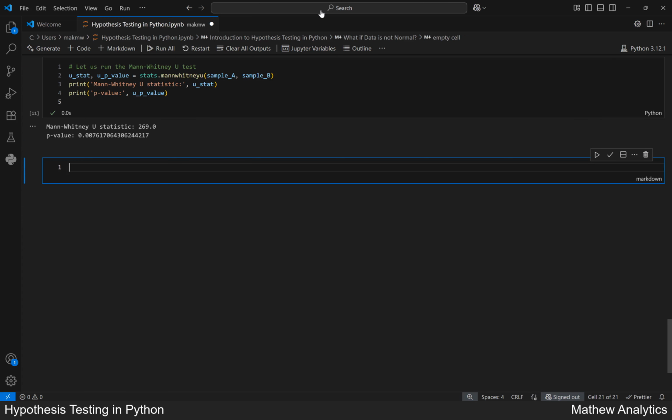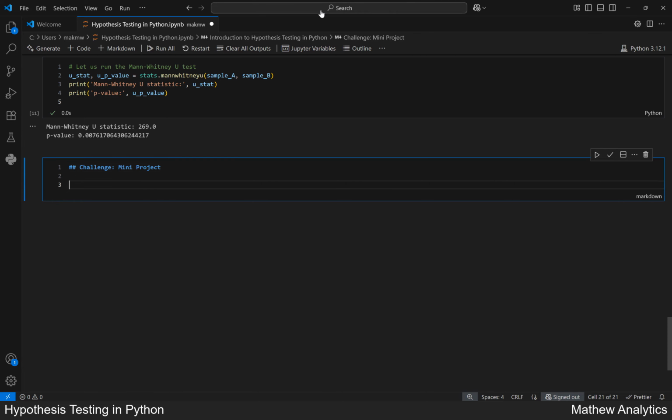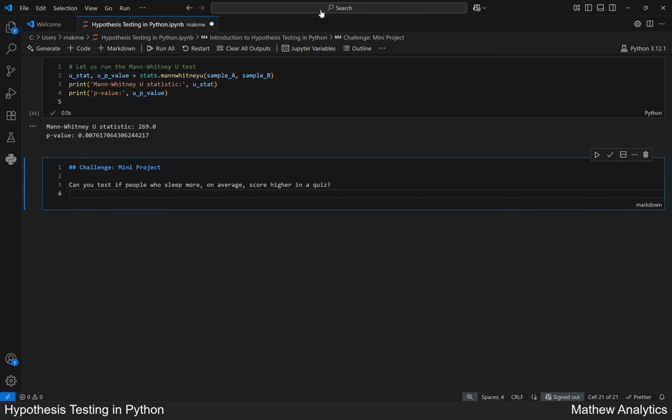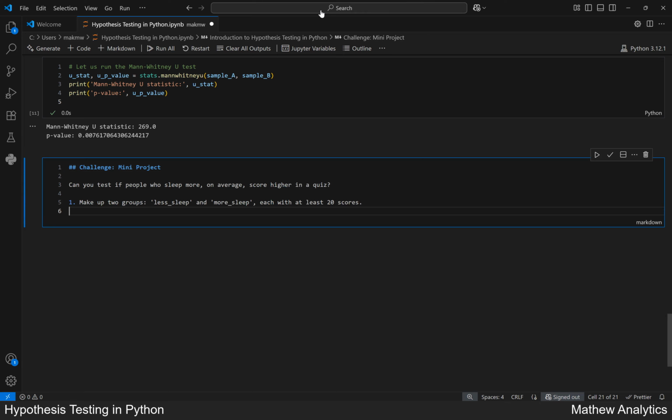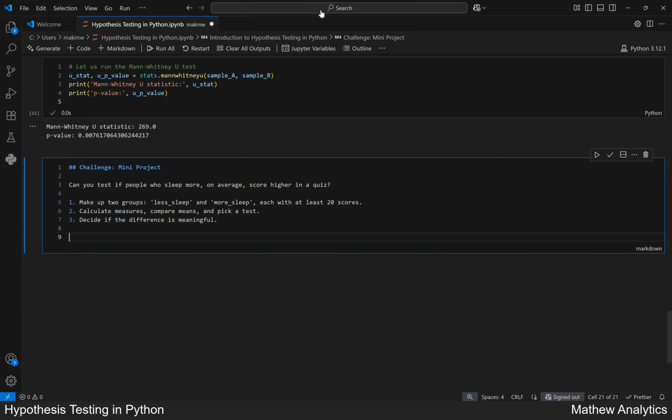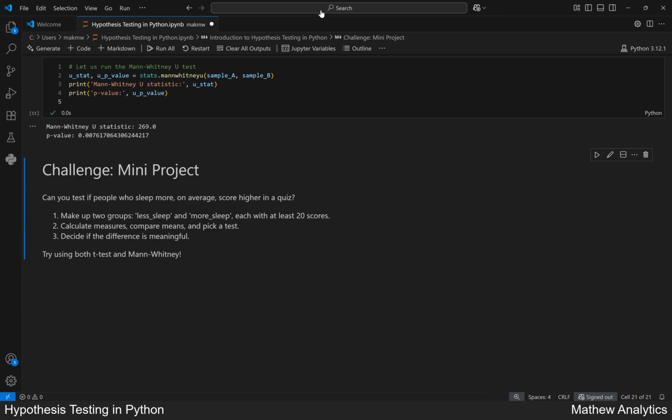Challenge. Mini project. Can you test if people who sleep more, on average, score higher in a quiz? Make up two groups, less_sleep and more_sleep, each with at least 20 scores. Calculate measures, compare means, and pick a test. Decide if the difference is meaningful. Try using both t-test and Mann-Whitney. Running the cell now. Pause here and try on your own before moving on. Practice helps you learn.